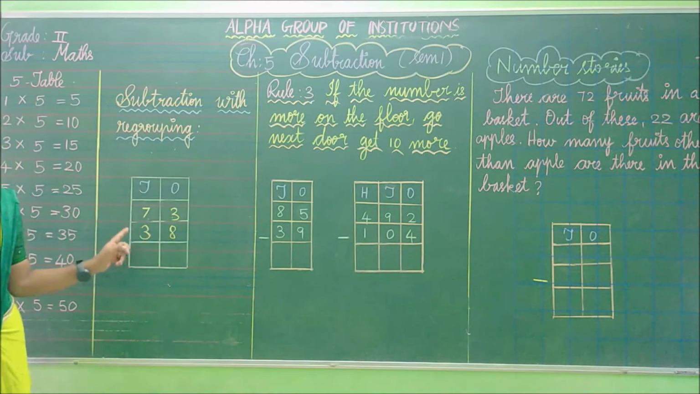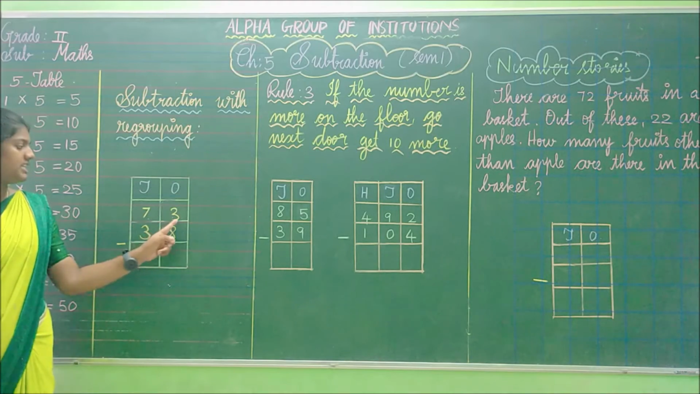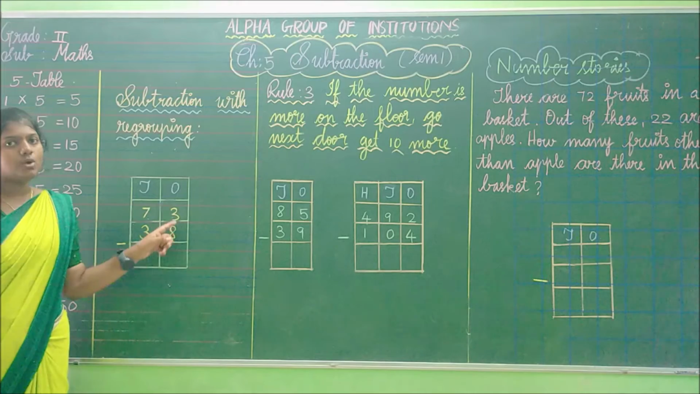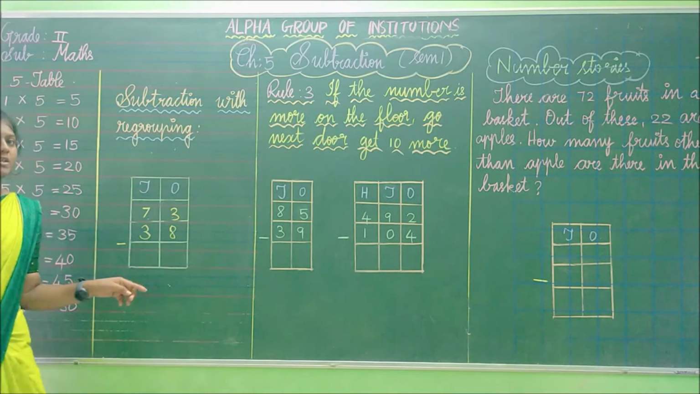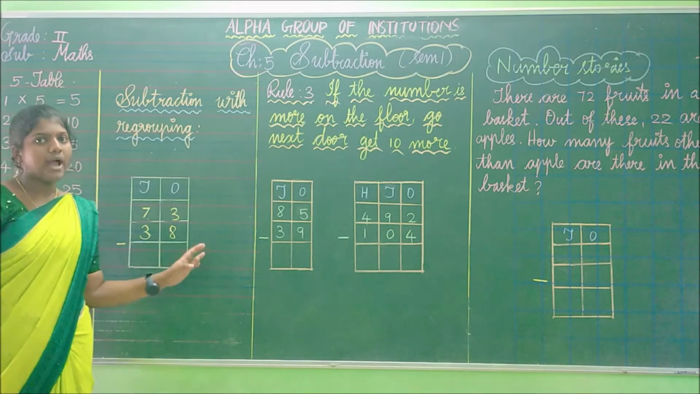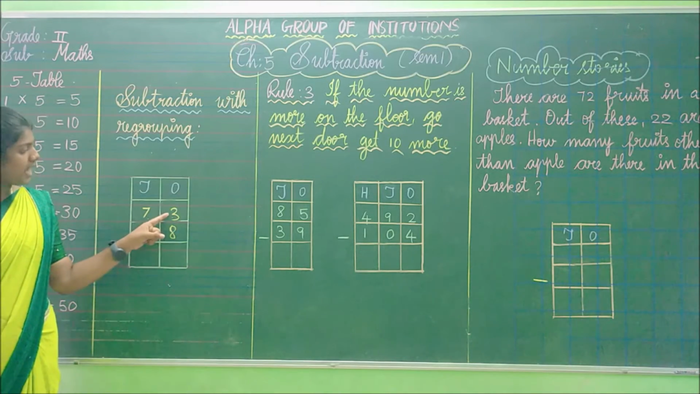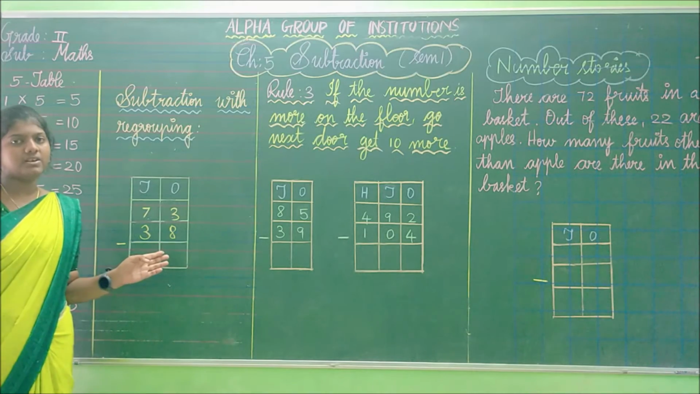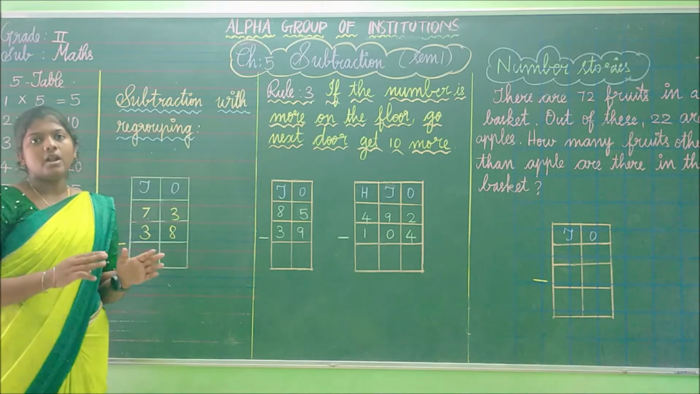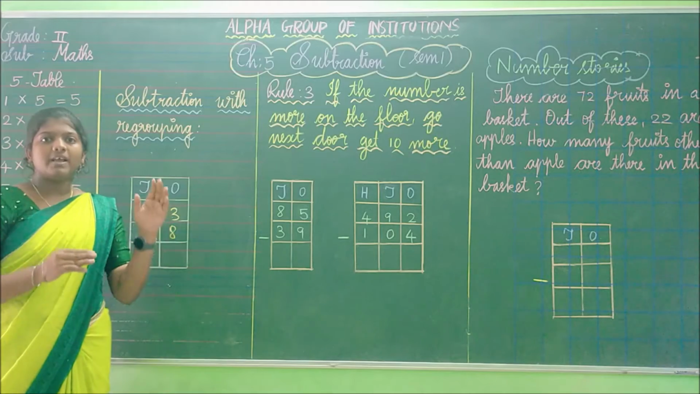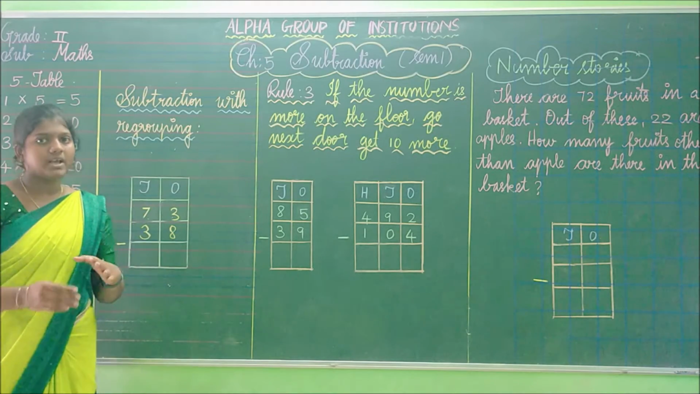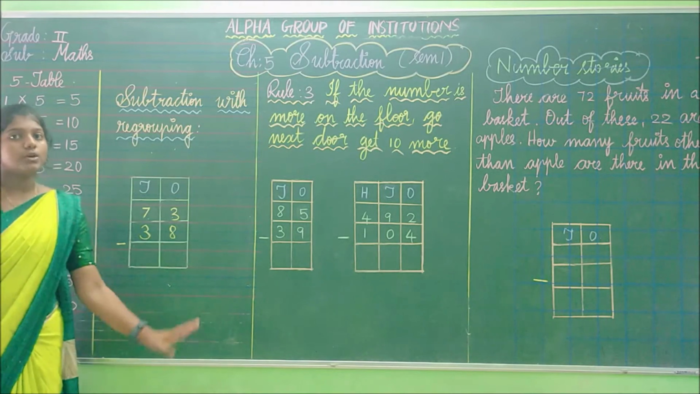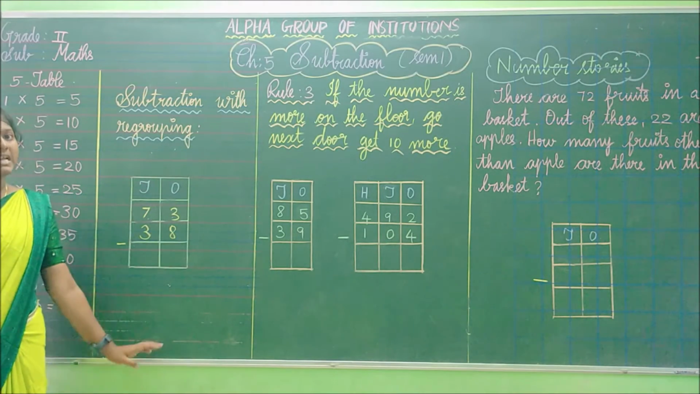So see, here we are going to subtract these two numbers, 73 and 38. I have written the tens column and ones column in order. First we have to start subtracting from the ones column. So we have 3 minus 8. Can we subtract the number like this, children? No. We can subtract only a smaller number from a bigger number. We cannot subtract a bigger number from a smaller number. So we have to borrow from the next number.